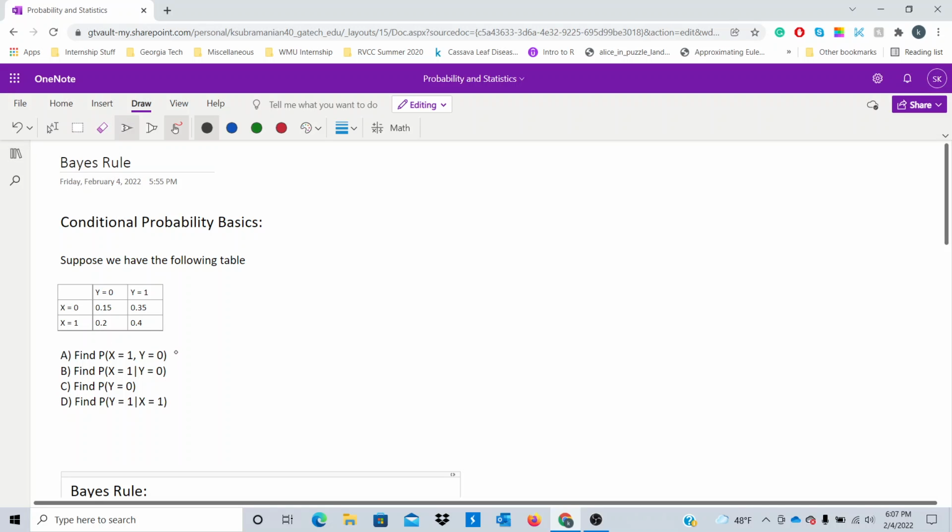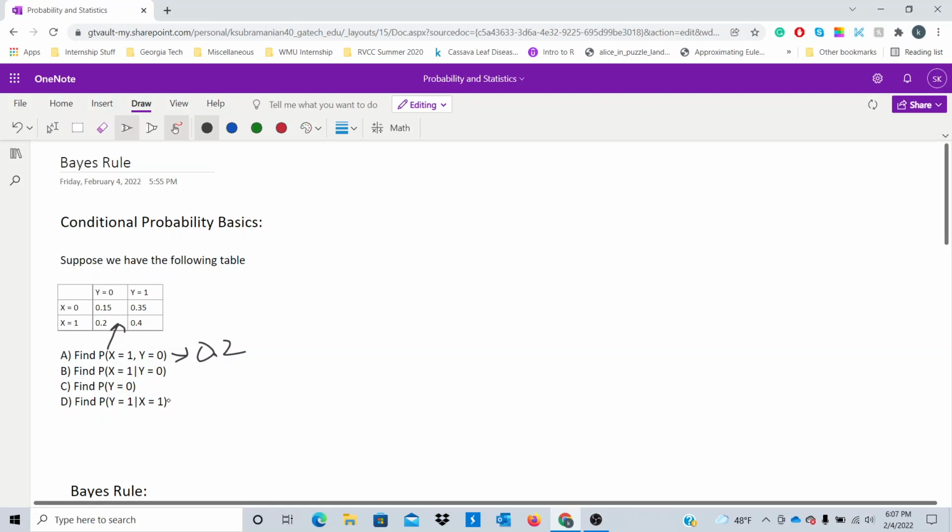We want to find the probability that x equals 1 and y equals 0. So this is x equals 1, y equals 0. That's just going to be 0.2. You simply look in our table. It's this entry right here.